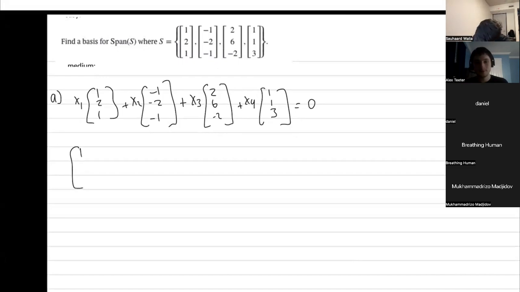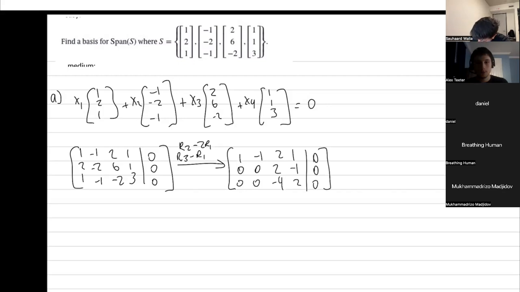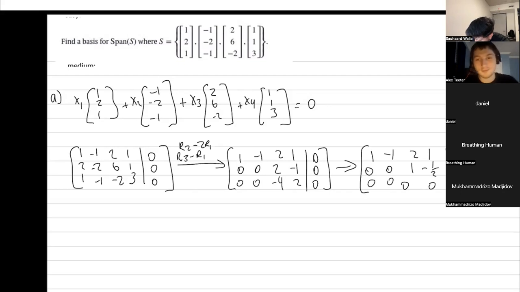So we're now going to show it more formally. Again, like we did before, 1, 2, 1, -1, 2, -1, -1, 2, 6, -2, 1, 1, 3, and we're going to have an augmented column of 0, 0, 0. There are two row reduction steps: R2 minus 2 R1 and R3 minus R1. That will give us 1, -1, 2, 1, 0, 0, 0, 0, and again you can verify this. The final matrix you would get in this case is 1, -1, 2, 1, 0, 0, 0, 0, 1, 0, -1/2, 0, with zeros in the augmented column.